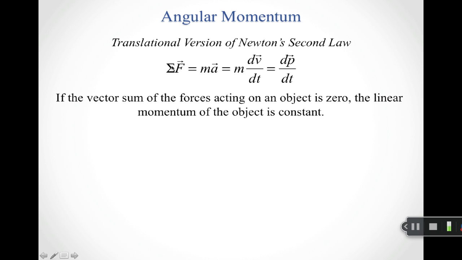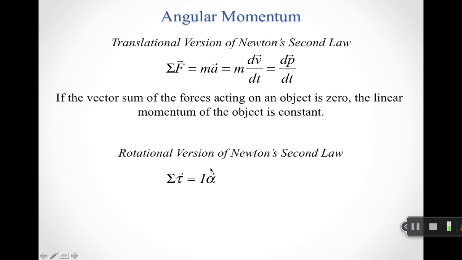So the net force acting on my object is equal to the time rate of change of the linear momentum. And so what this means is if the vector sum of the forces that act on my object is 0, so this term is 0, then this term must also be 0, which tells me that my linear momentum doesn't change, which is another way of saying that the linear momentum of your object is constant.